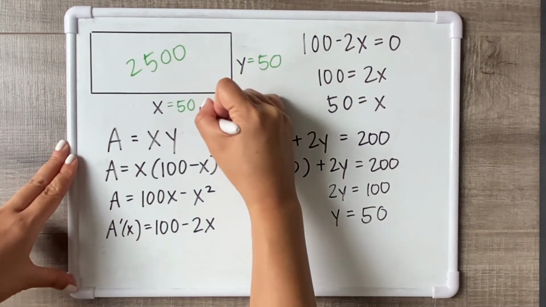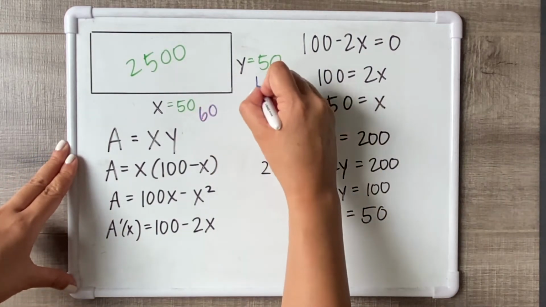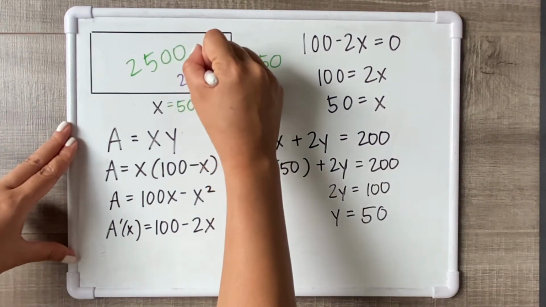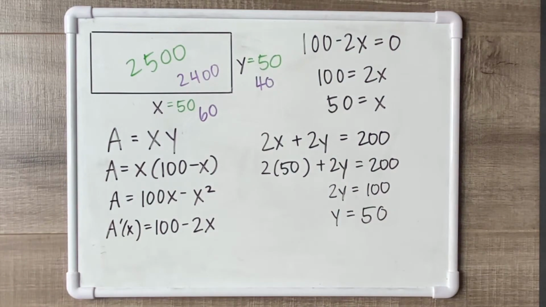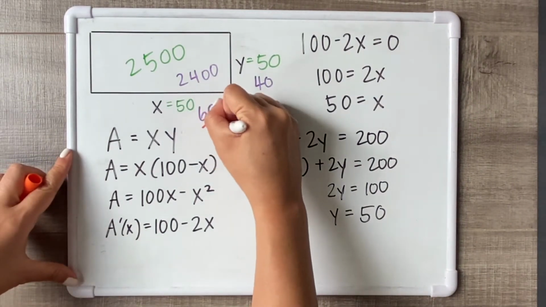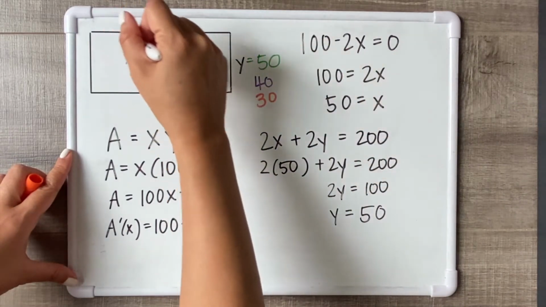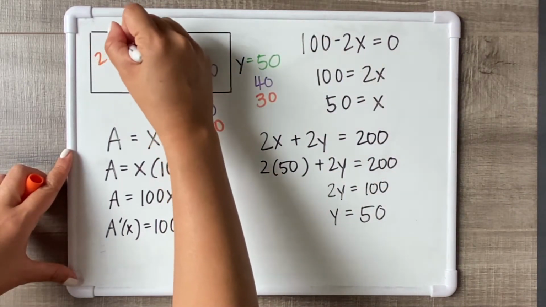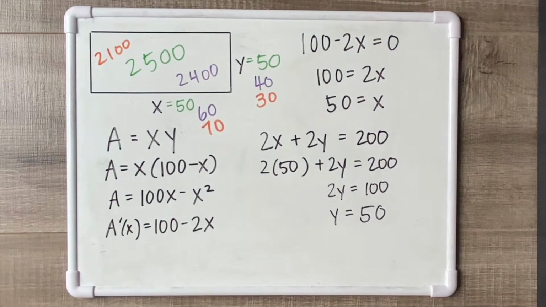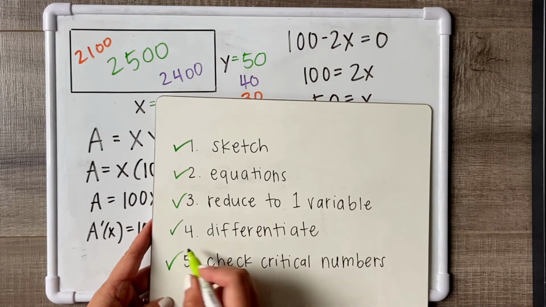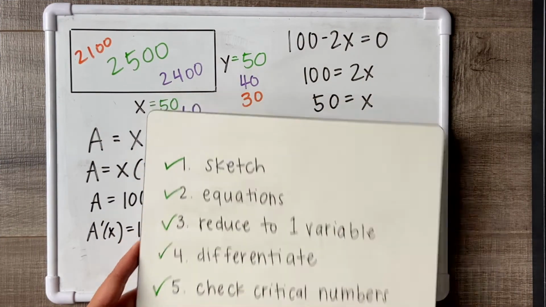Like if I were to use 60 feet of fencing for the lengths, I'd have to use 40 feet of fencing for the widths, and I'd get an area of about 2,400. And if I used 70 feet of fencing for the lengths, I'd have to use 30 feet of fencing for the widths, and my area would end up being 2,100. So 50 times 50 would be the greatest area. Okay, let's check off our final step and watch some bloopers.